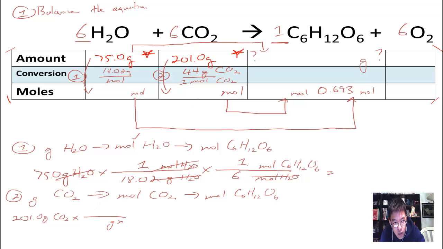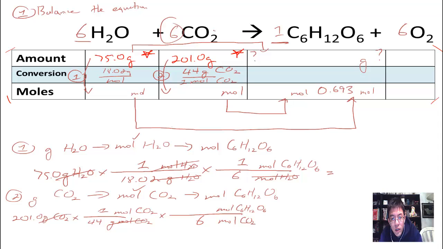Let's set up my conversion. I know I want to cancel my grams, and I'm trying to get to moles. In 1 mole of CO2, there are 44 grams of CO2. Boom, I'm at my moles. One more conversion here. I want to cancel my moles of CO2, trying to get to moles of C6H12O6. In 6 moles of CO2, it looks like there's only 1 mole of C6H12O6.